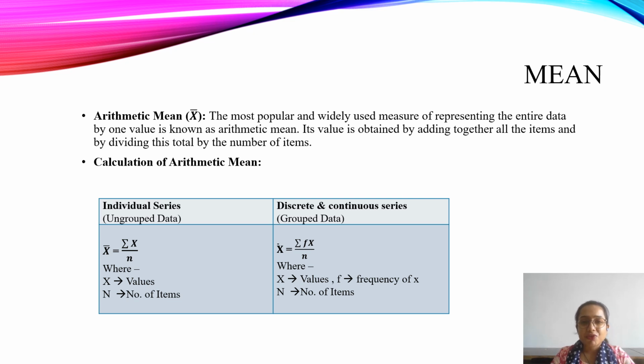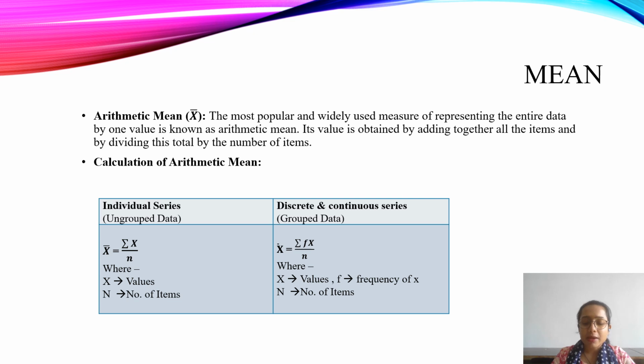That is called summation, meaning addition of x values. Okay, so x are the values and n is the number of observations, or I can say the number of items. Similarly, for grouped data, the frequency will also be given in the question. So again, x bar is equal to summation of f into x divided by n, where x is the values of x, f is the frequency of x, and n is the number of observations or number of items.